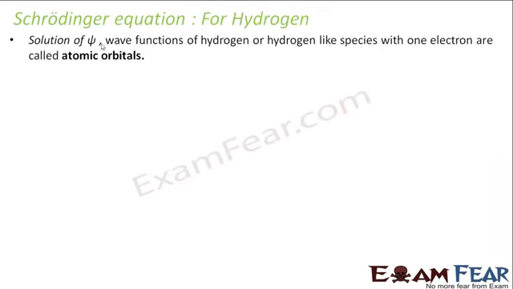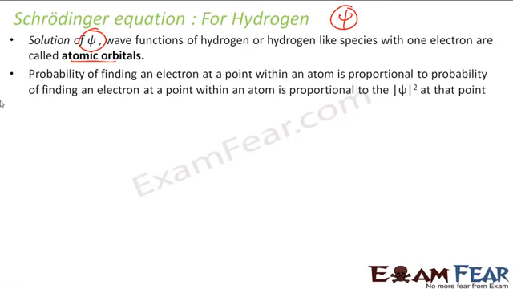For hydrogen-like species with 1 electron, the solutions for psi, the wave functions, are called atomic orbitals. So this gives atomic orbitals. We'll discuss what an atomic orbital is. The wave function gives nothing but atomic orbitals where the probability of finding the electron is, generally, 95%. And the probability of finding an electron at a point within an atom is proportional to psi square at that point.